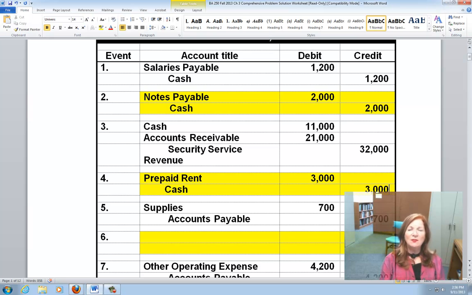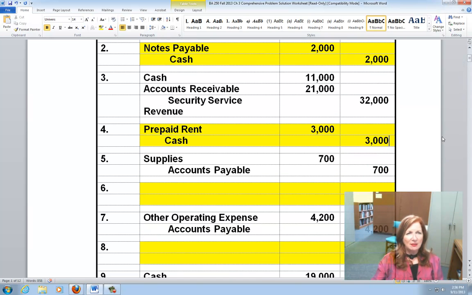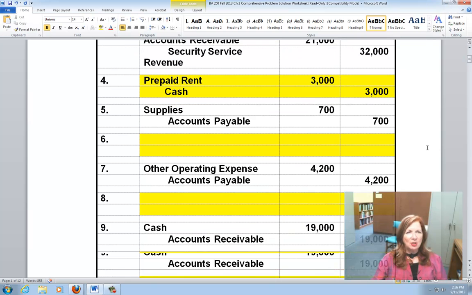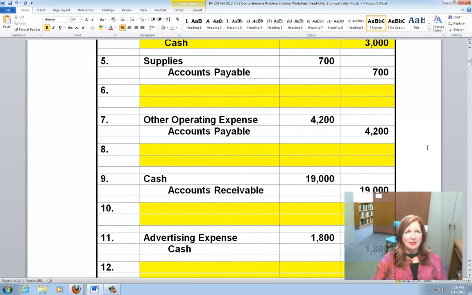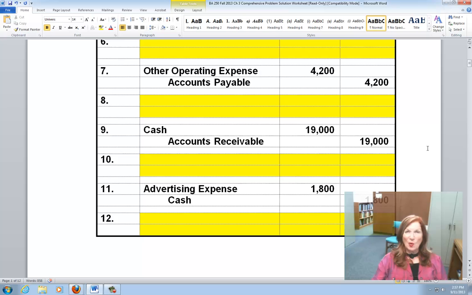Now I'm going to leave you to enter the rest of these general journal entries that you have here, so you can begin to see. I'll use these two, transaction 2 and transaction 4, as my examples throughout the rest of this presentation, but you can see that you're going to enter those general journal entries in each of the coming event numbers 6, 8, 10, and 12.